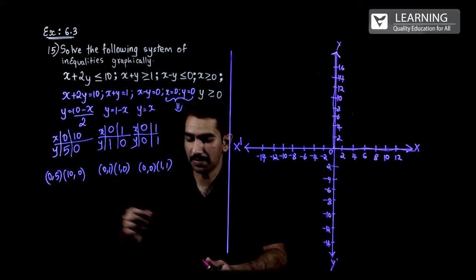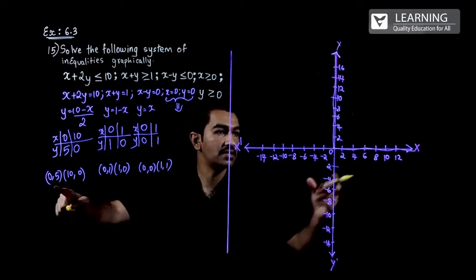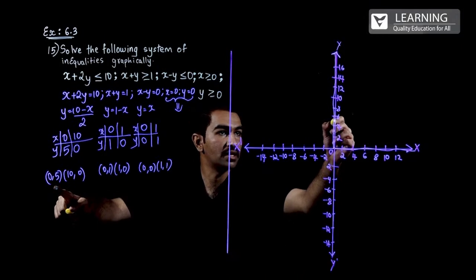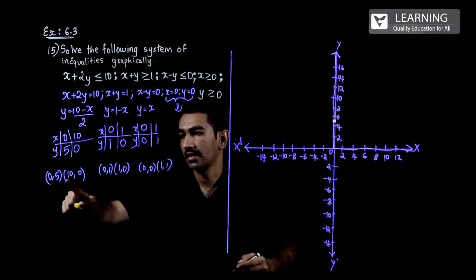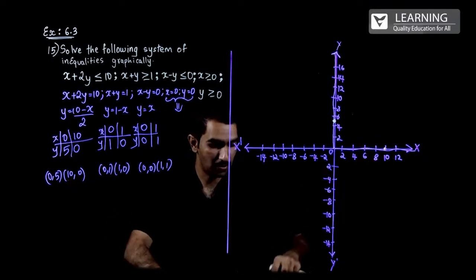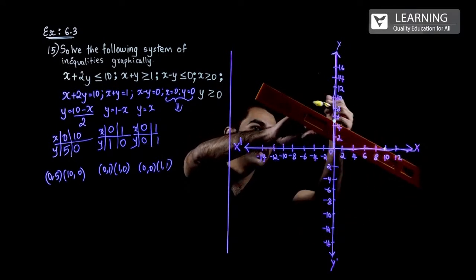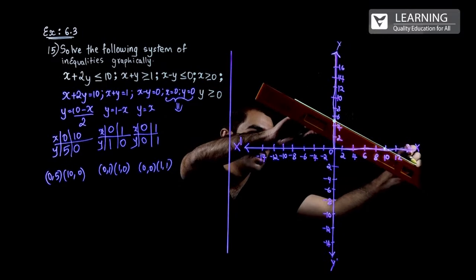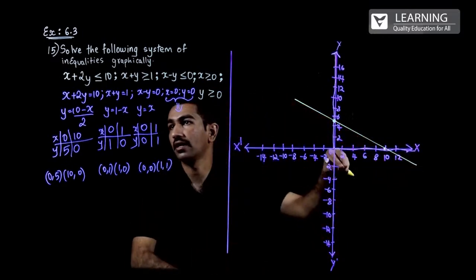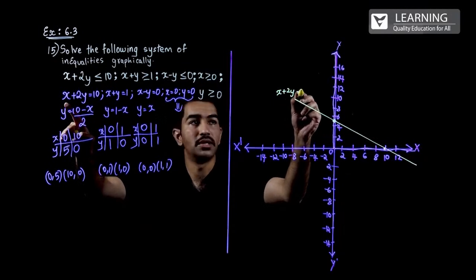Alright, so now let us plot these points. Let's start with 0, 5. X is 0, y is 5, that will somewhere come here. Next, x is 10, y is 0, that will somewhere come here. Okay, these both points are plotted. We'll draw this line first with the help of the scale, like this. Okay, what is this line called as? This line is called x plus 2y equal to 10.